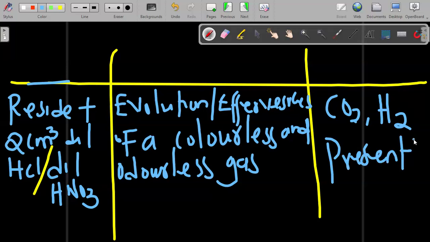So it's only two gases that are colorless and odorless, which are hydrogen and carbon dioxide. So you now say CO2, hydrogen present. Is that clear? Yes, sir. Okay. Right.